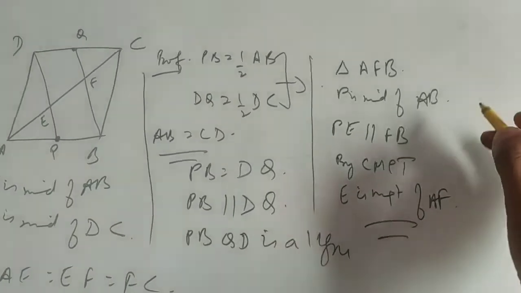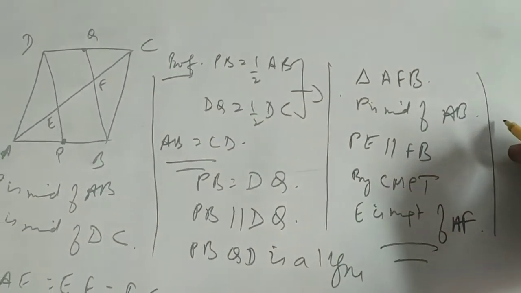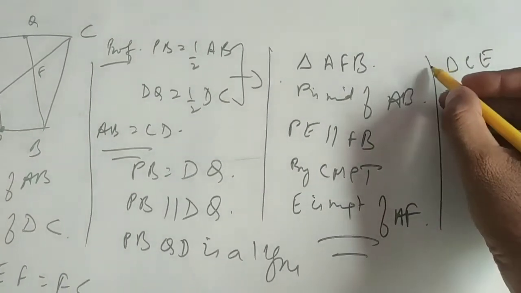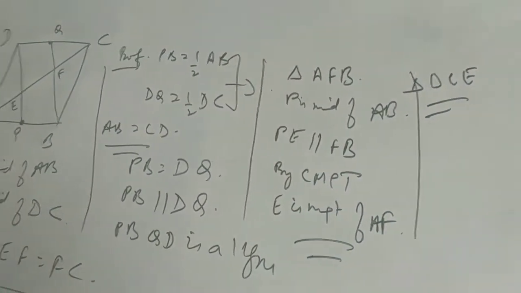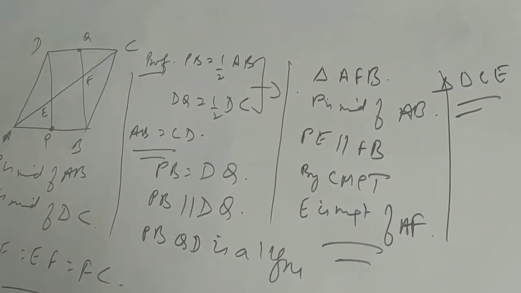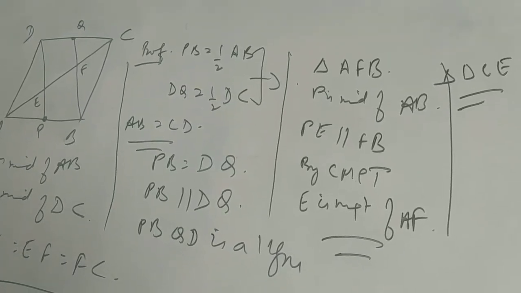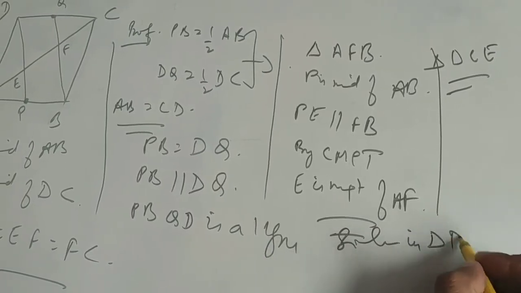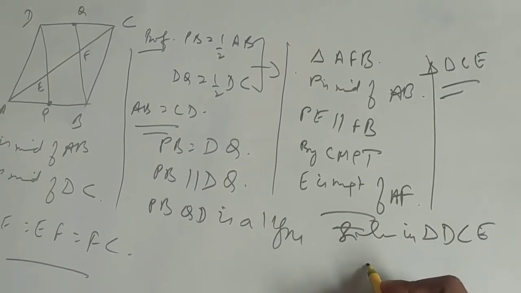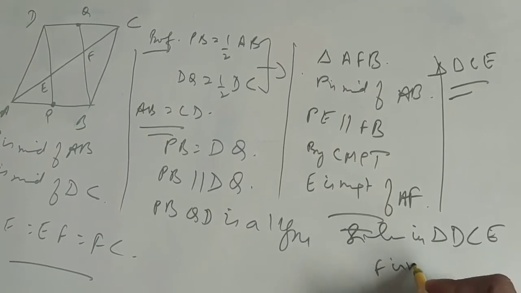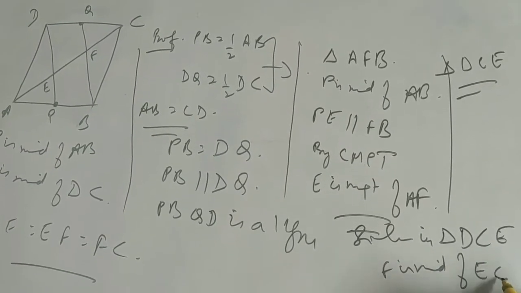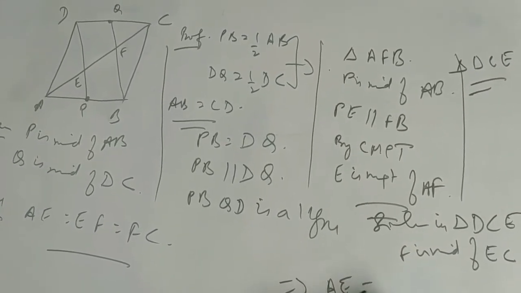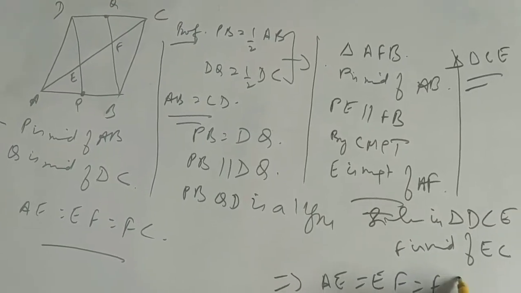Similarly we have to see in triangle DCE. In triangle DCE, Q is midpoint of DC and QF is parallel to DE. Similarly we can say in triangle DCE, we can prove that F is mid of EC. So therefore we have AE equal to EF equal to FC.